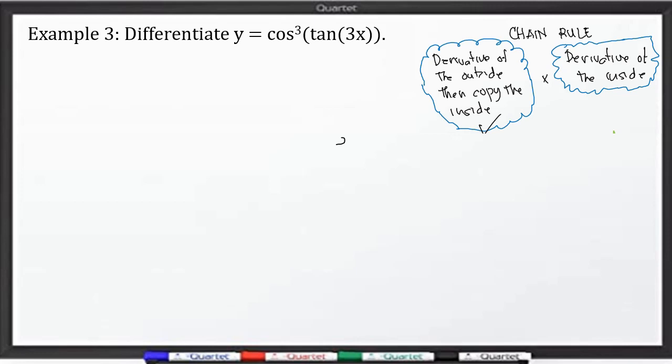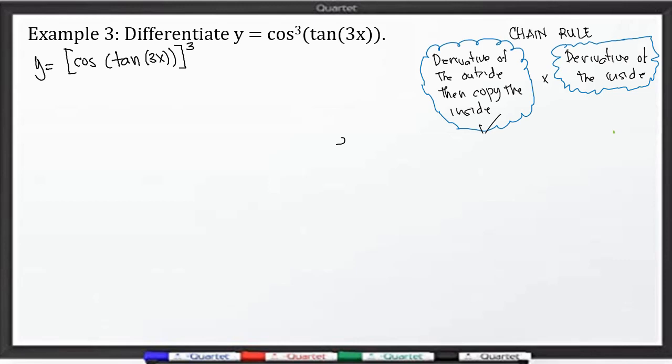Kailangan lang po natin ipalo po itong chain rule. Hindi ko na nga po binura dahil para may guide tayo. Derivative of the outside, then copy the inside, multiplied by the derivative of the inside. But first off, we try to rewrite the equation. Y is equal to cosine and then tangent of 3x, and then we have to cube that. So kitang-kita natin na yung outside function niya ay naka-cube.